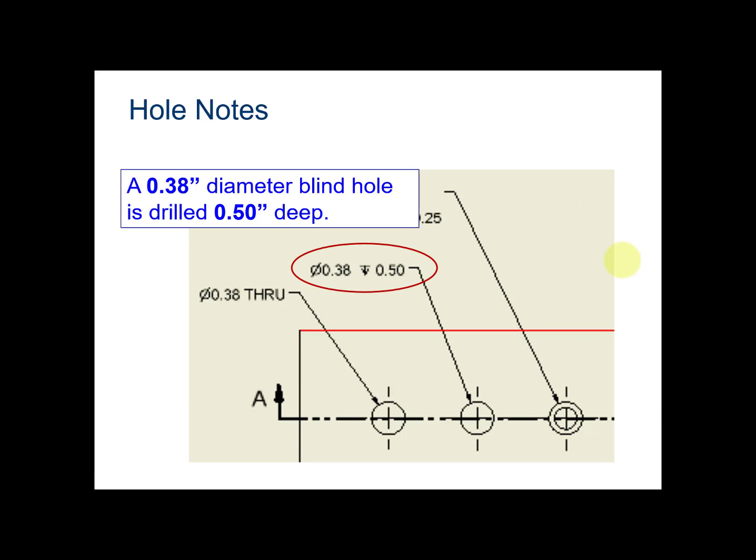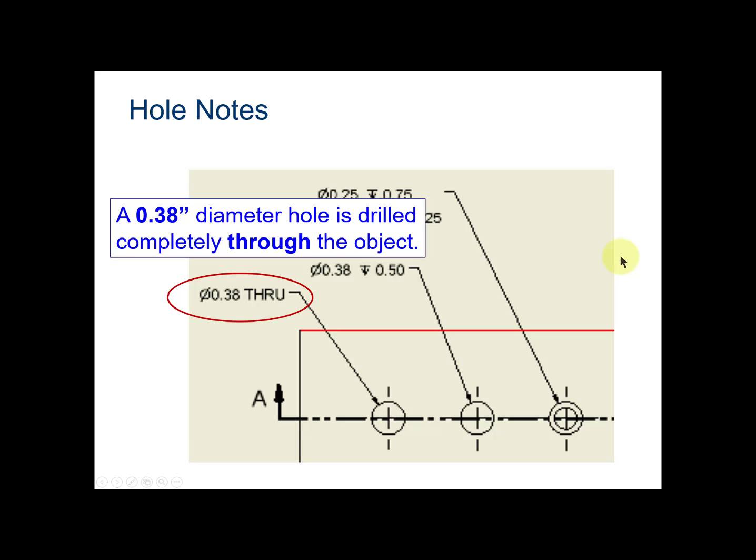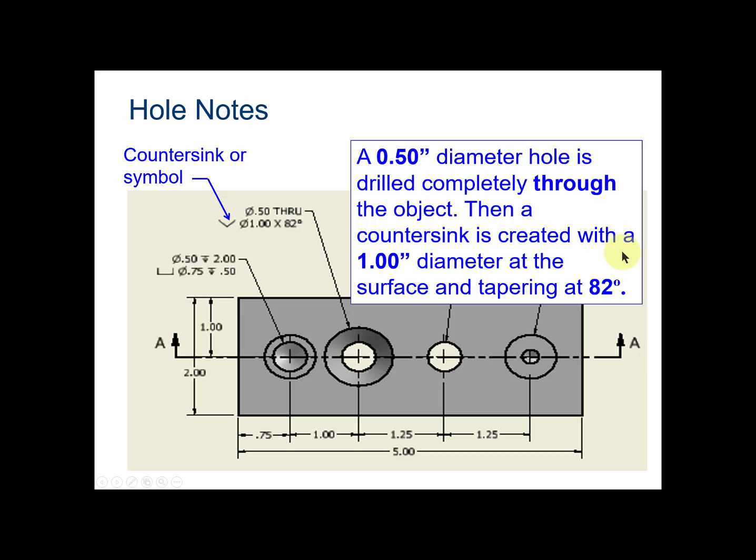This is a 0.38 inch diameter blind hole, and it's drilled 0.50 inches deep. So this is the depth symbol, 0.5, so it's 0.5 deep. This is the through hole, so that's 0.38 inch in diameter. And finally, we have a countersink hole shown here.